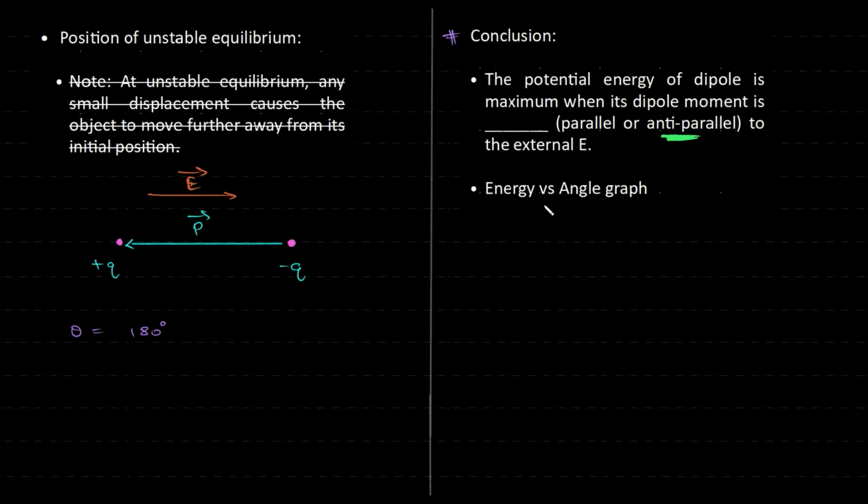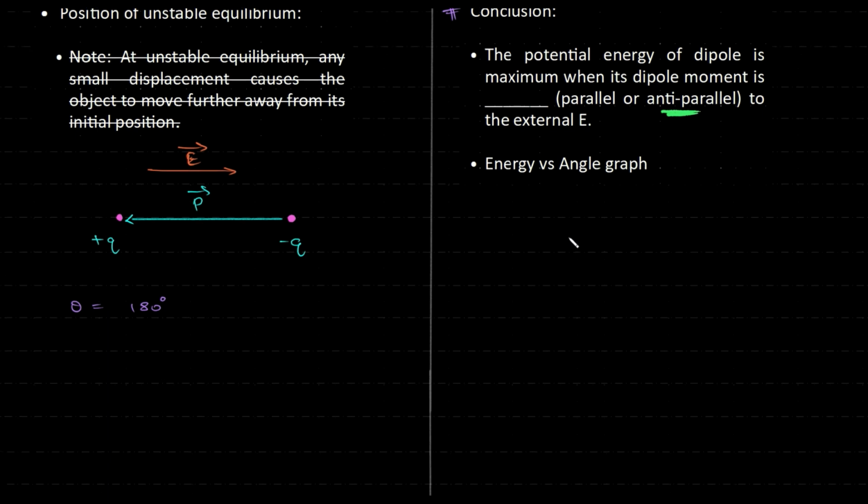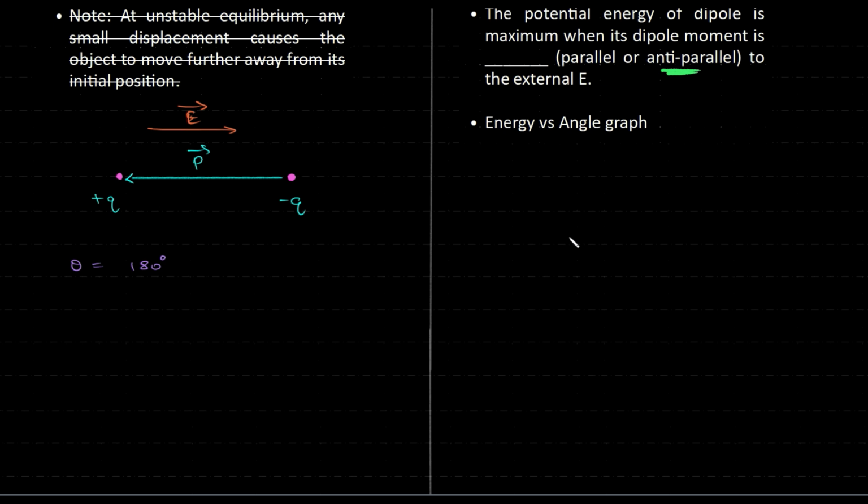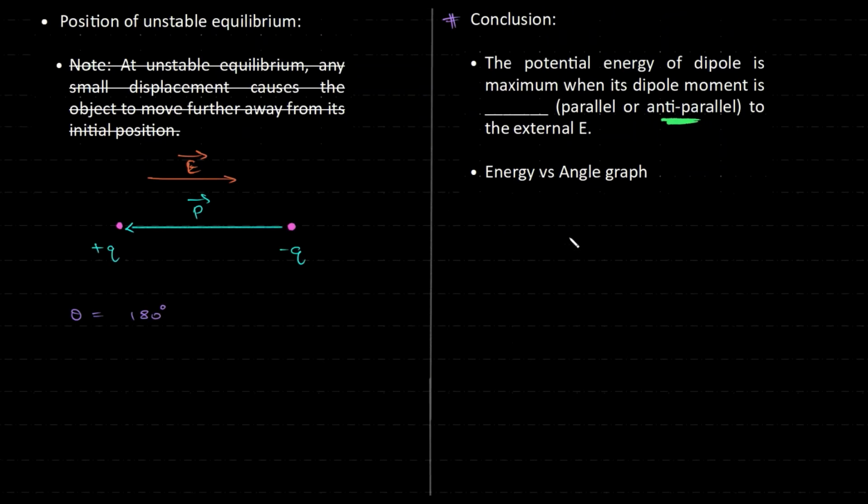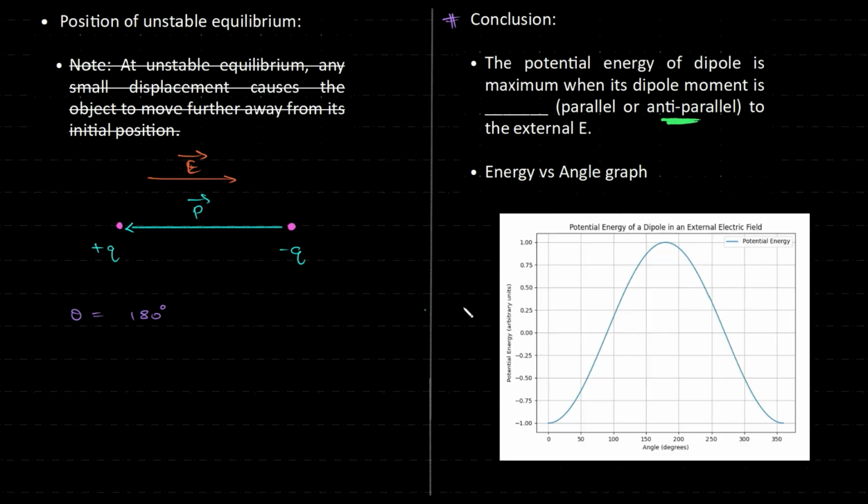And finally, we can put up the energy versus angle graph. Just a minute. Actually, I think I have it. No, I don't have it here. Let me put it up, it'll be faster. Yeah, energy versus angle graph. What is it that we're looking at? This is the angle and this is the potential energy the system will gain.